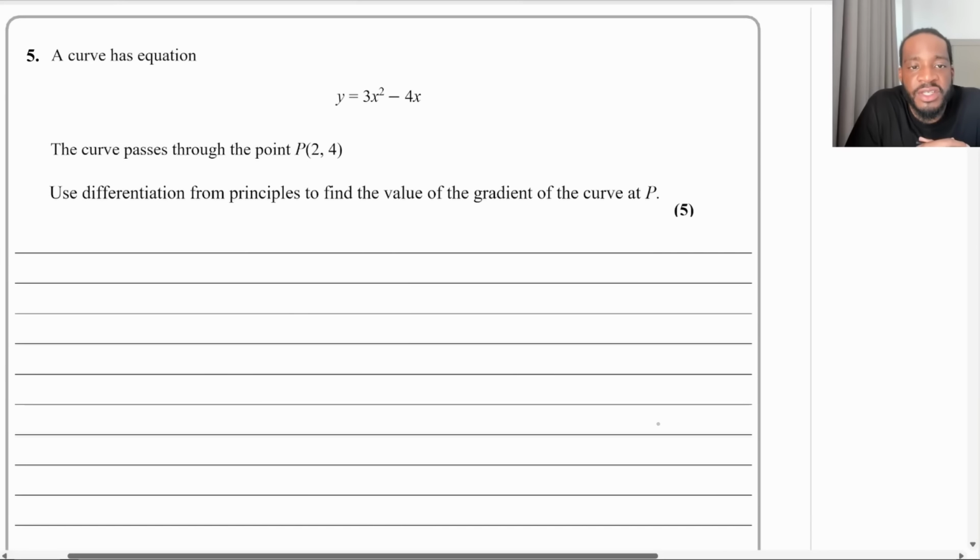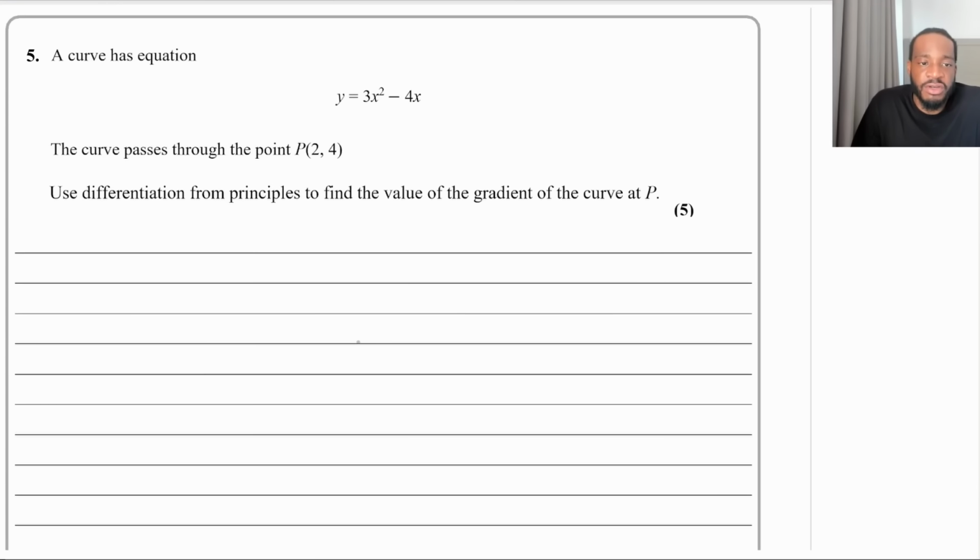Okay, so it says a curve has equation y equals 3x squared minus 4x. The curve passes through the point P, which is (2, 4). Use differentiation from first principles to find the value of the gradient of the curve at P, for 5 marks. So first principles, remember the formula: f dash of x is going to equal the limit as h tends to 0 of f of x plus h minus f of x, divided by h, okay?